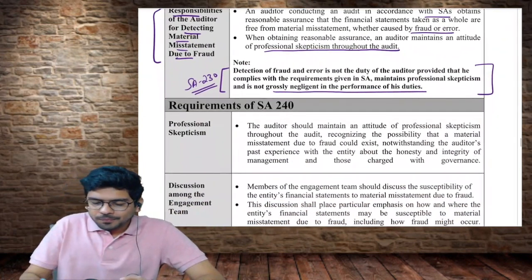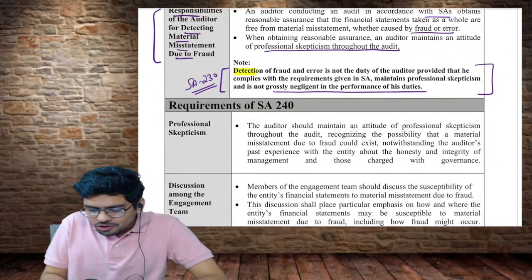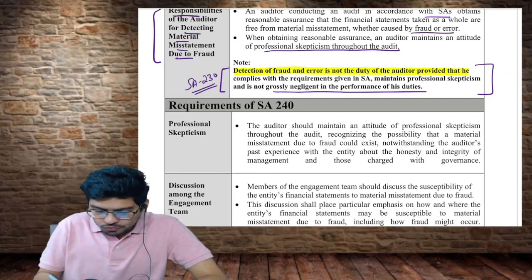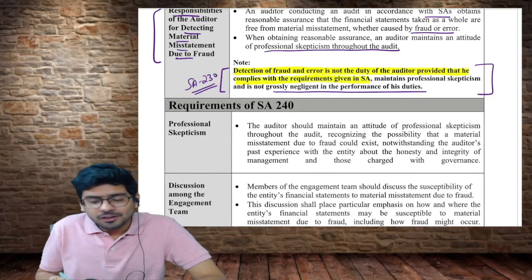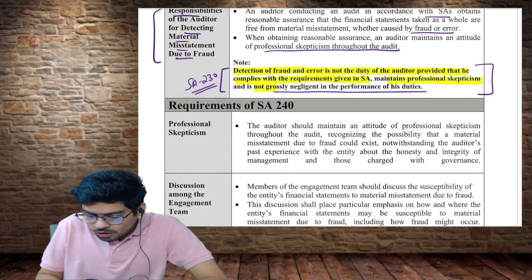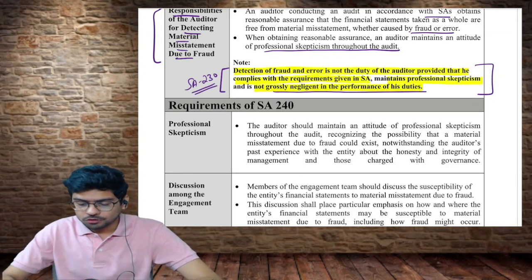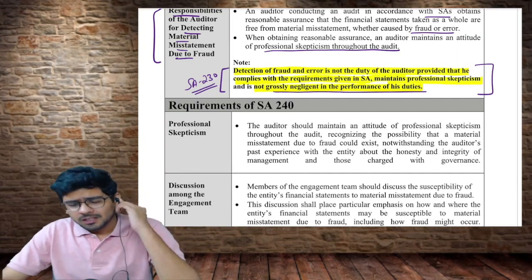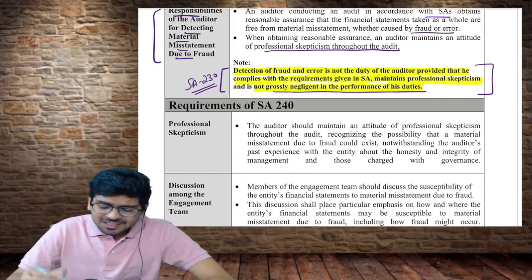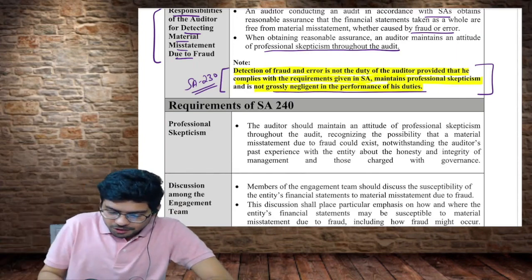You just have to remember this line: detection of fraud and error is not the duty of the auditor, provided that he proves that he complies with the requirements of the standards, he maintains professional skepticism throughout the audit, and is not grossly negligent in performing his duties. If he is able to prove all this, he will not be held liable. Now let us understand the requirements of SA 240.